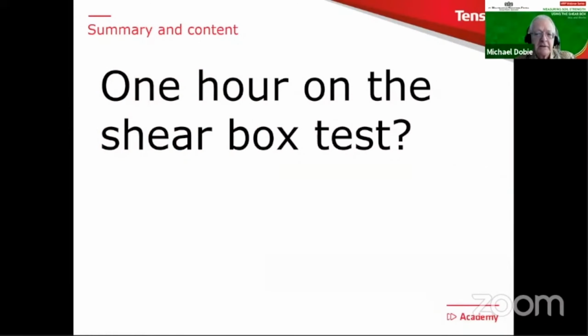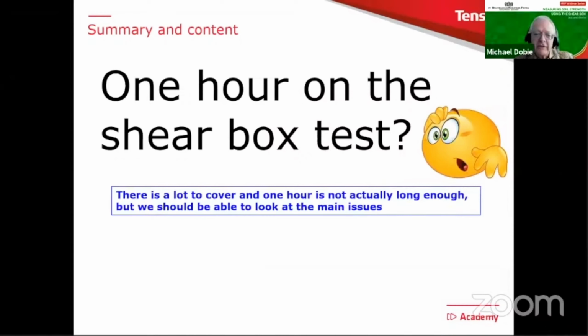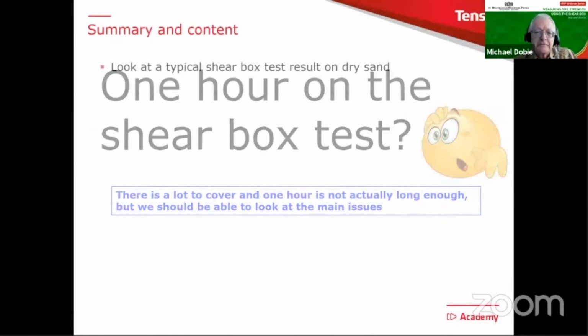Now, you might say, wow, 1 hour on the shear box test. Oh my gosh. Well, I'd have to say that there's a lot to cover, and actually 1 hour may not actually be long enough, but I need to go quite quickly through this to give you some chance to ask questions and so forth at the end. But we're certainly going to look at the main issues with shear box and try and understand what you should do and what you should not be doing, and how to interpret information when you see it in reports.